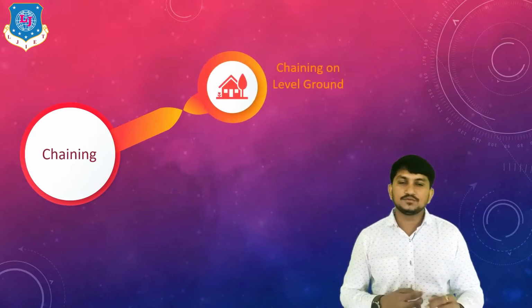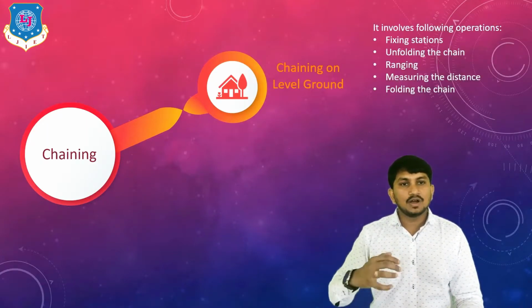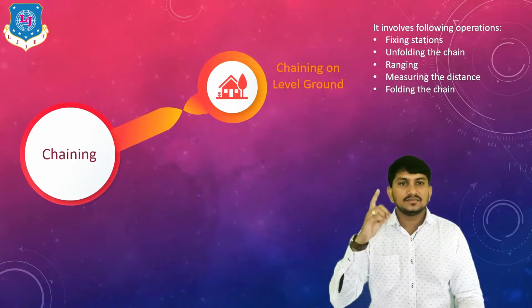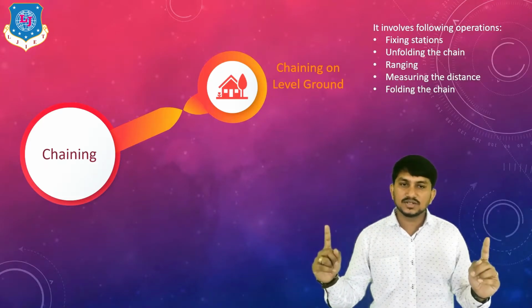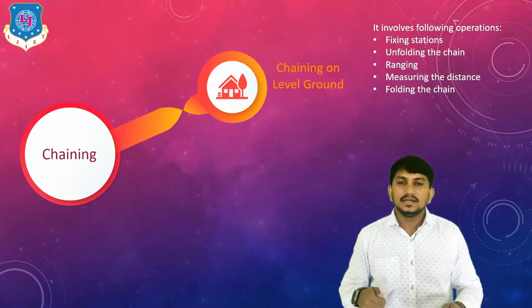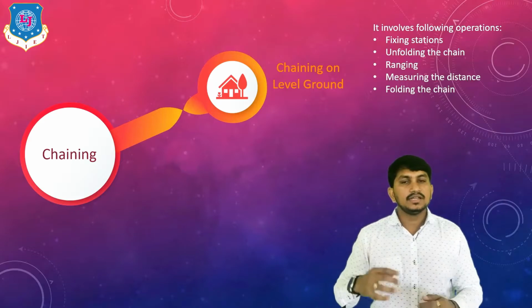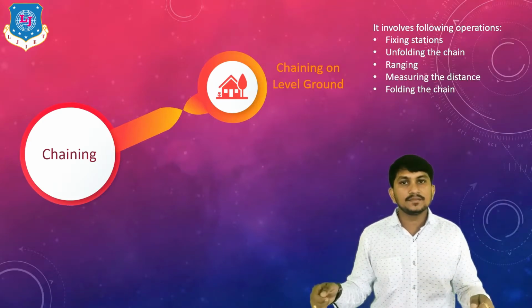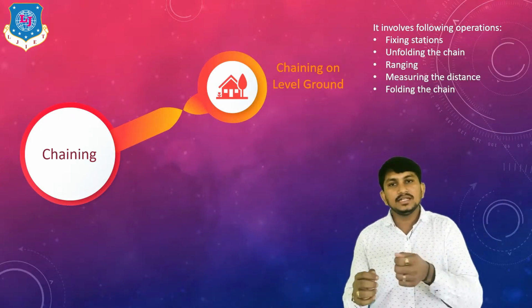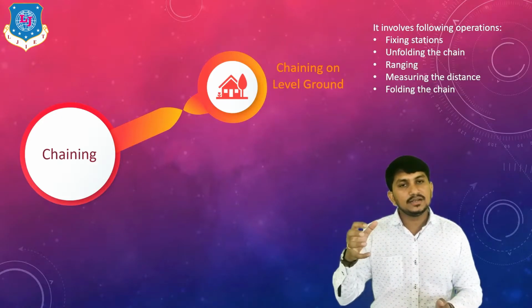There are two types of chaining. First is chaining on level ground. It involves various operations. First, fixing your station points. Then unfolding the chain. Third is ranging the chain, in which we straighten the chain. Fourth is measuring the distance using the chain, and the fifth is folding the chain back. This is all about chaining on level ground.